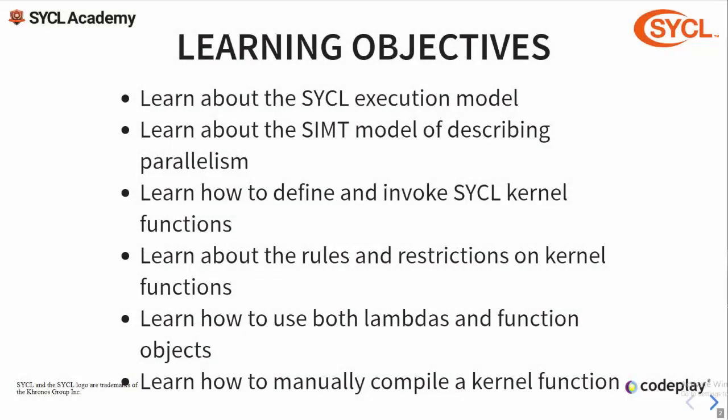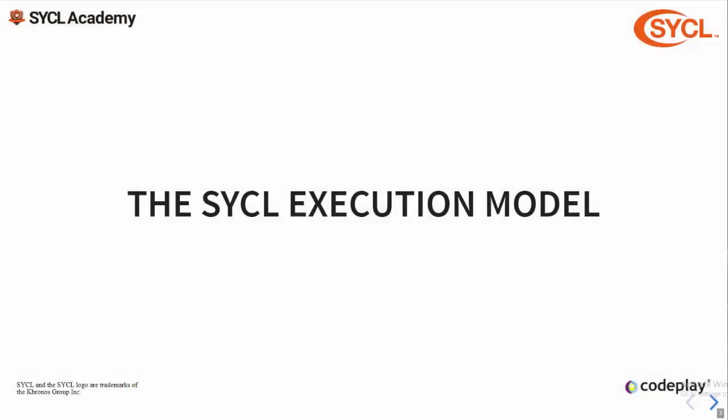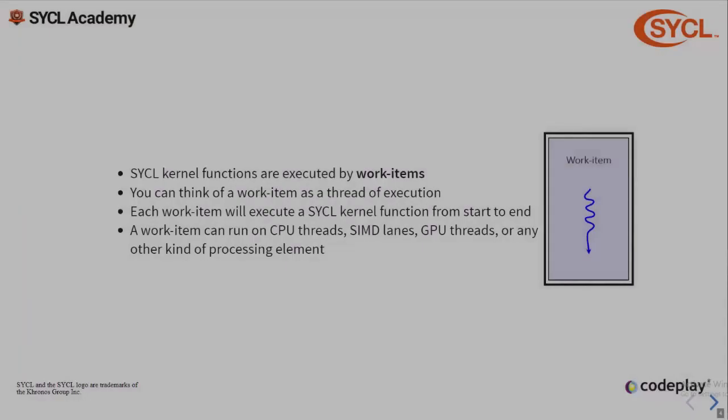In this lecture we're going to cover the SYCL execution model, the SMT model for describing parallelism, how to define and invoke a SYCL kernel function, the rules and restrictions which apply to kernel functions, so you know what you can and can't use in a kernel, how to use both lambdas and function objects to define your kernels, and then finally we're going to cover how to manually compile a kernel function to give you a bit more control over how it's compiled. So we're going to start with the SYCL execution model.